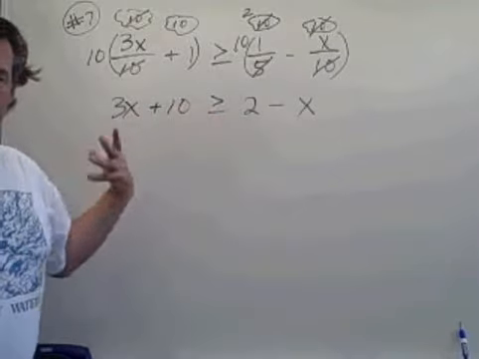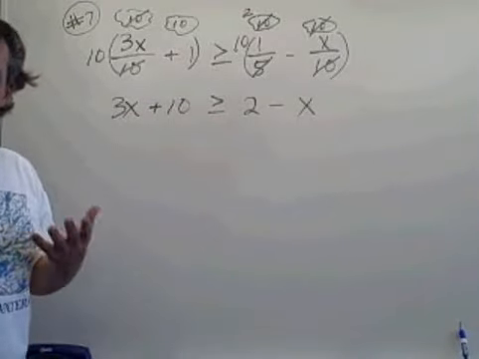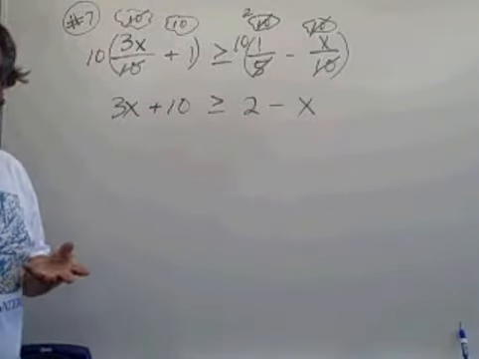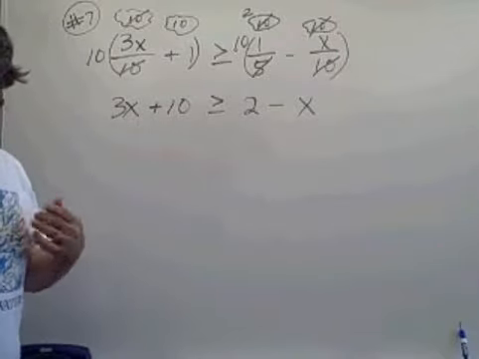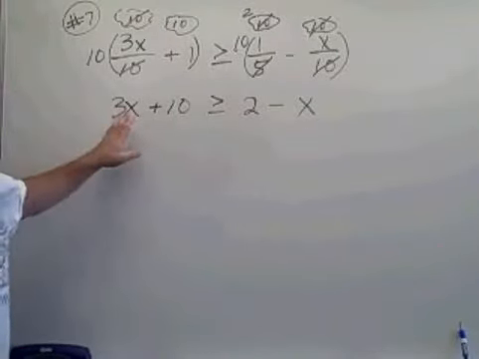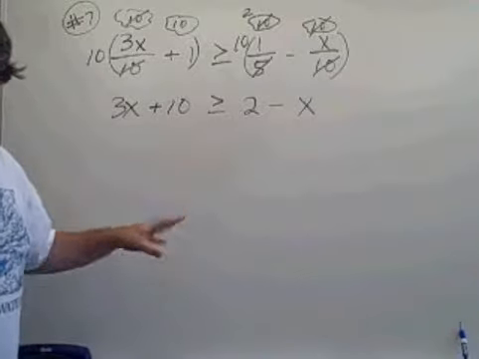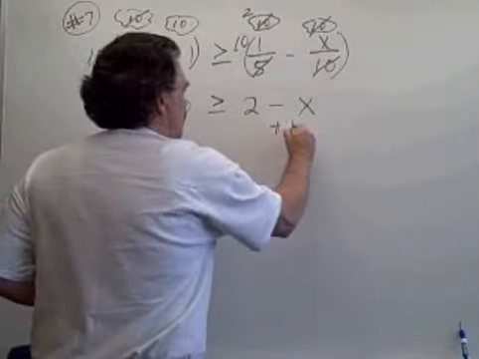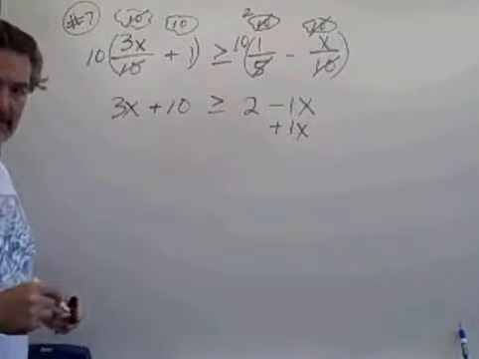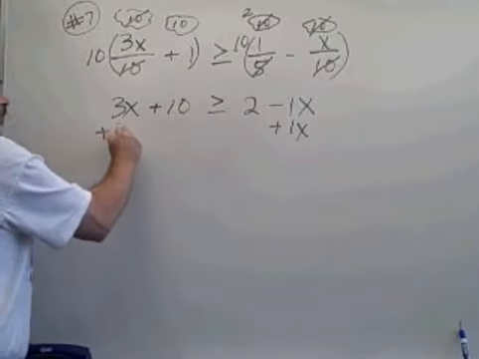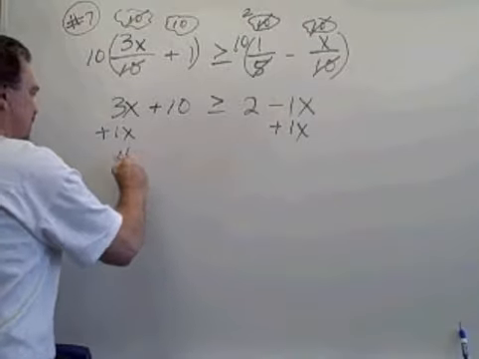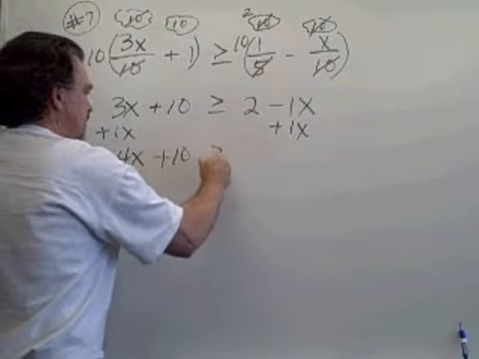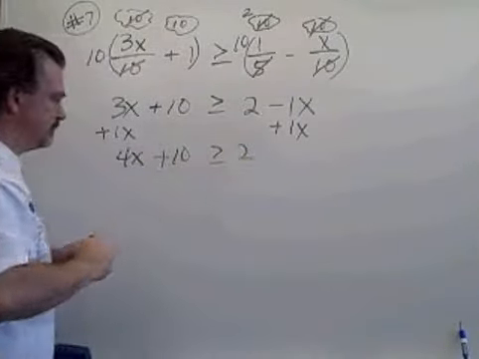And we've eliminated the fractions in the same way that we would eliminate fractions in an equation. Here we have a linear inequality in one variable. Now, the variable is on both sides, and I only want the variable in one term. So I will add 1x, since that's really what that is, minus 1x. I'll add 1x to both sides. So I have 4x plus 10 is greater than or equal to 2.